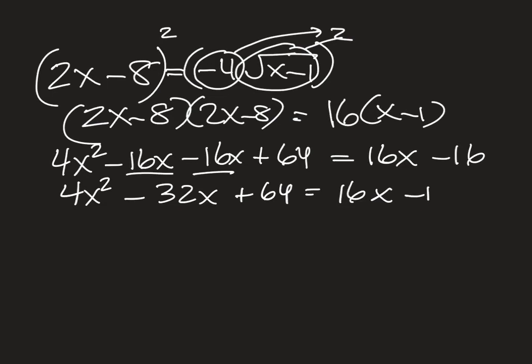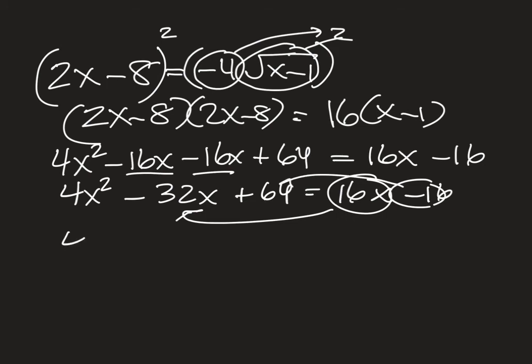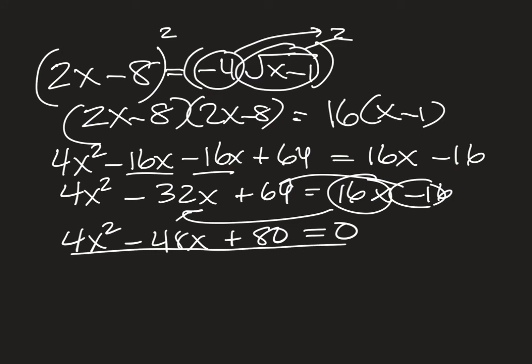Okay. Minus 16. So now I realize that I have a quadratic here. So I'm going to have to bring this to this side by subtracting and this to this side by adding to get everything to one side. So we'll end up with 4x squared minus 48x plus 80 equals 0. Now I'm going to solve this by factoring. I do see a common 4, so I can divide out a 4. Since it's an equation, I can do it to both sides. I get x squared minus 12x plus 20 equals 0.